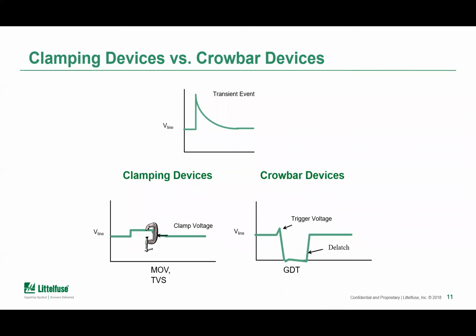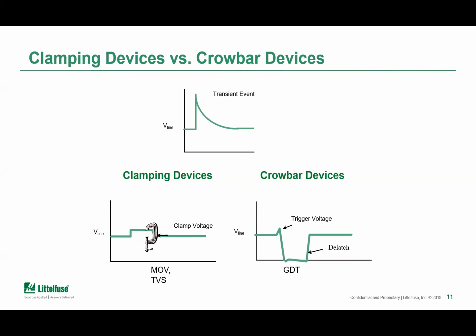Another type of device is called a crowbarring device. A crowbarring device has an operation that when a trigger voltage is reached due to a transient event, the voltage actually drops down to a very low voltage level, near zero, usually in the range of anywhere from about 5 to maybe 30 volts, depending on the device, and will conduct current until the transient is dissipated, and then it will delatch and go back to normal operation.